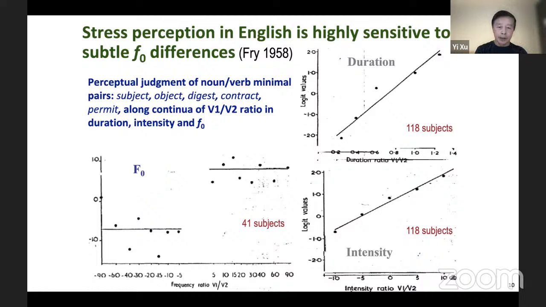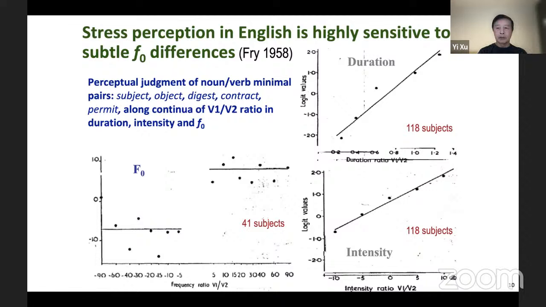Fry's study is a perception study. Again, he manipulated the relative pitch of two syllables in words like subject, subject, object, object. So as you can recognize, these words can be either nouns or verbs, depending on where the stress is. The trochaic version that is stressed on the first syllable is a noun, whereas the stress on the second syllable is a verb. What he manipulated is F0, duration, and intensity. And it turns out that all of these acoustic dimensions are relevant for stress perception.